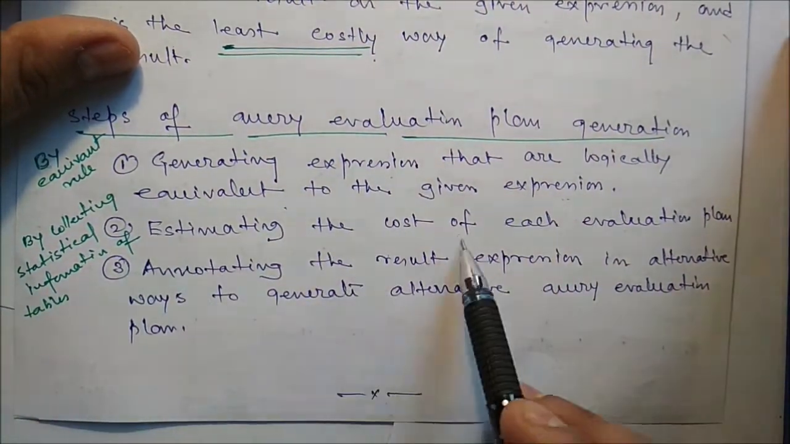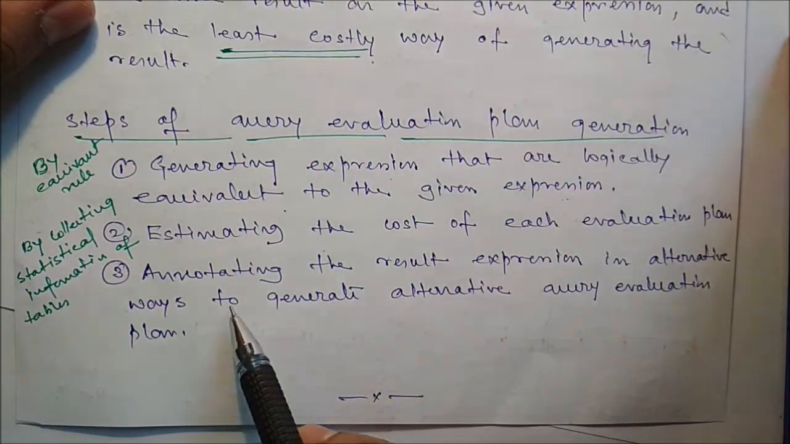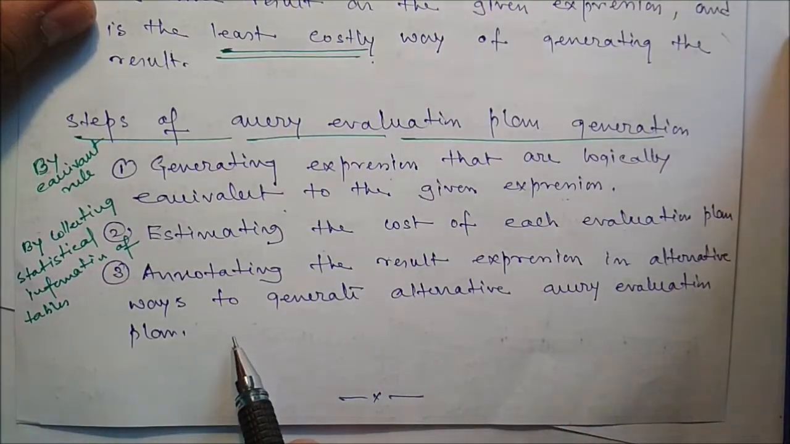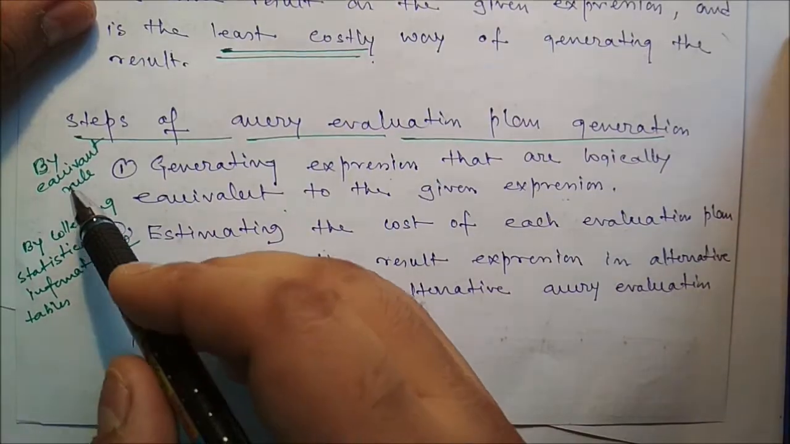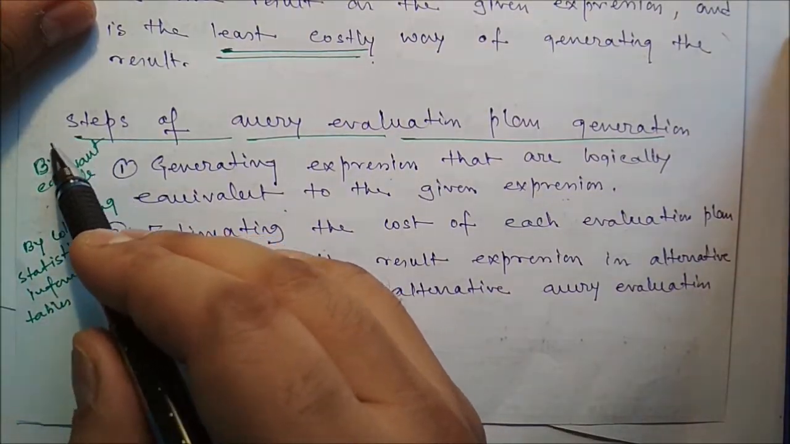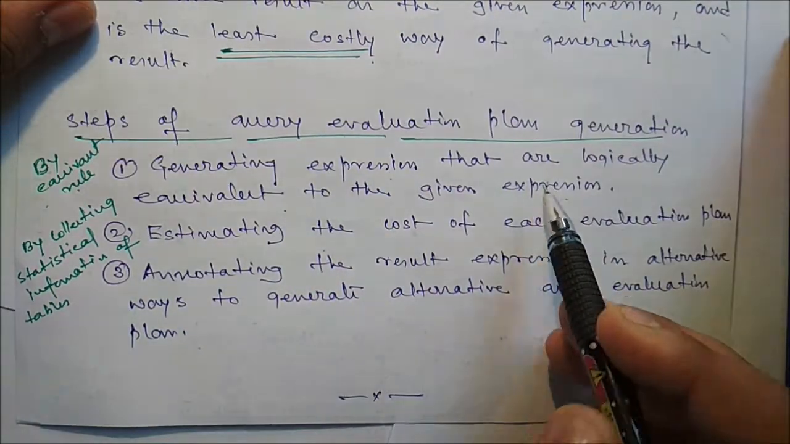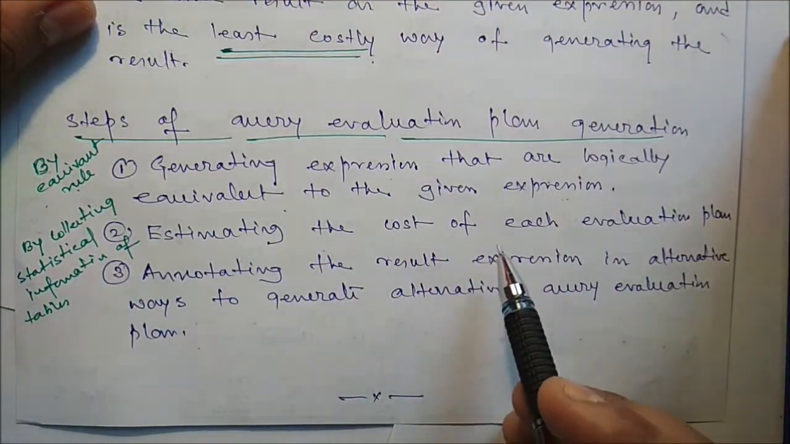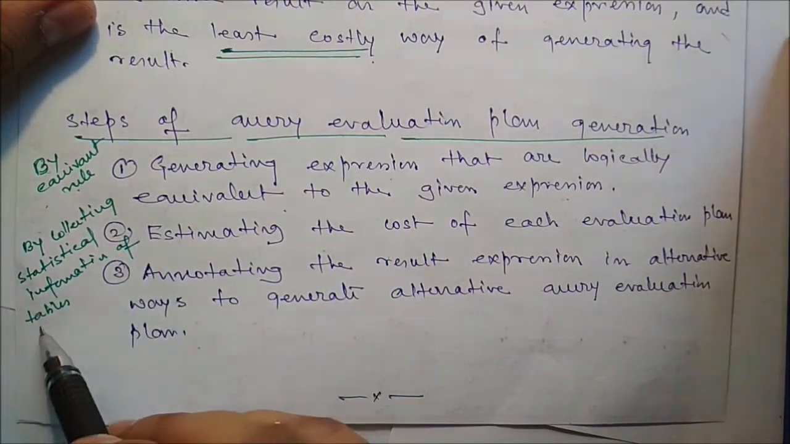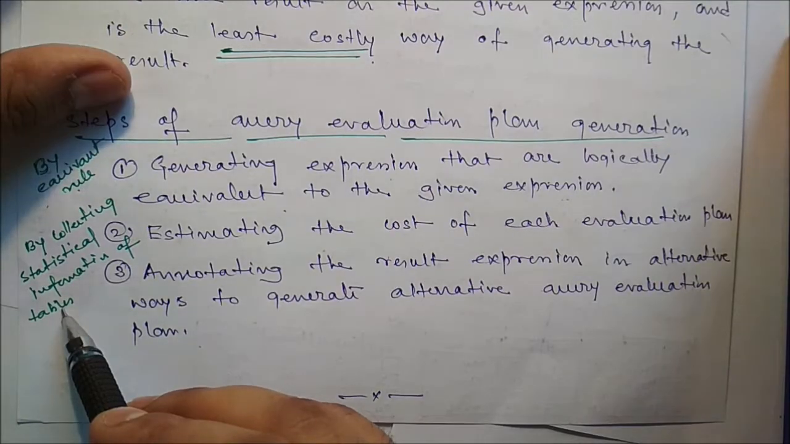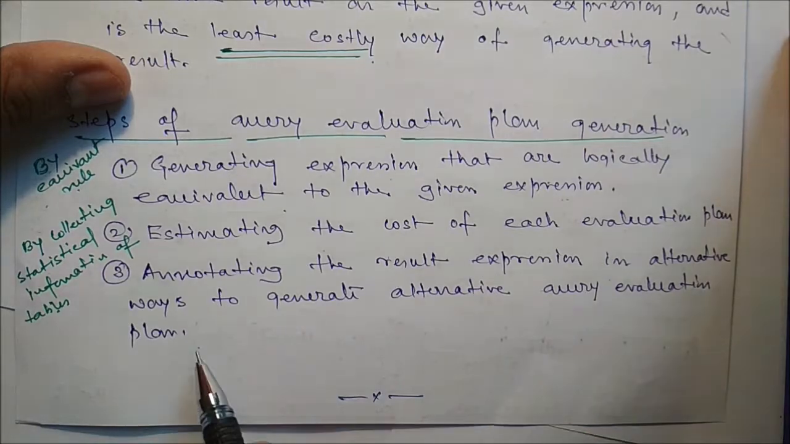Next, we estimate the cost of each evaluation plan, and finally annotate the resulting expression in alternative ways to generate alternative query evaluation plans. So by applying equivalence rules, the query optimizer identifies logically equivalent expressions and estimates the cost of each evaluation plan by collecting statistical information of the table. After that, it annotates the resulting expression in alternative ways to generate alternative query evaluation plans.